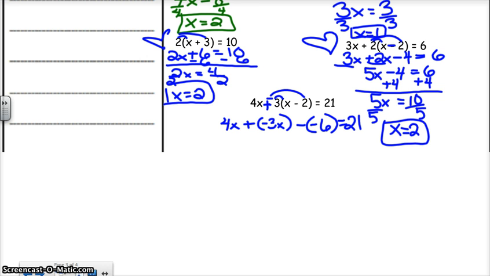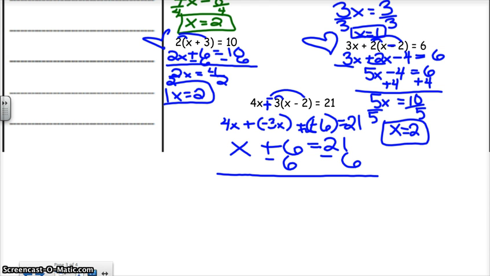Well, 4x plus a negative 3x is just x. And if you minus a negative here, it's really plus plus. We're adding 6 equals 21. The inverse of add would be to subtract. Algebra is all about balance, so if I subtract from that side, I need to subtract from the opposite side. Cancels out, x is equal to 15.